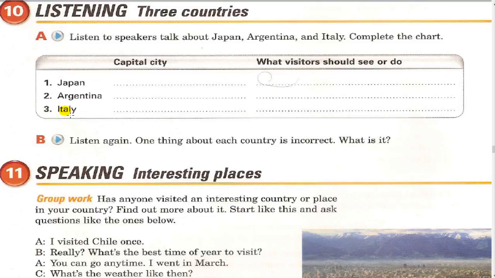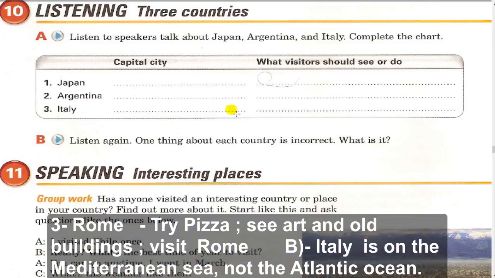So number 3. Italy. The capital city of Italy is Rome. Visitors should try pizza, see art and old buildings. Visit Rome. Italy. Capital city, Rome. Try pizza. See art and old buildings. Visit Rome. One thing about Italy is incorrect, not correct. Italy is in the Mediterranean Sea, not the Atlantic Ocean. Italy is not in the Atlantic Ocean.